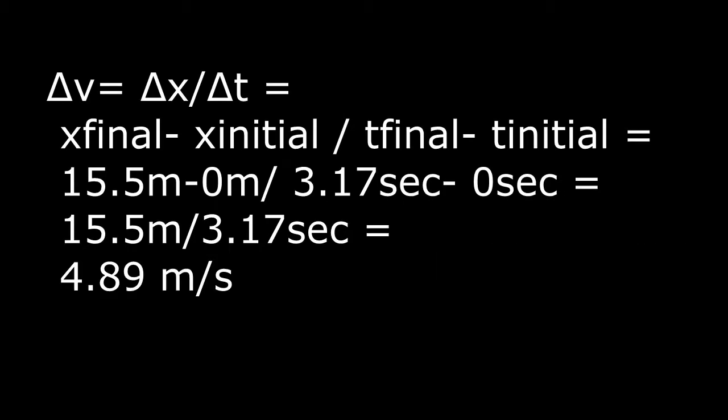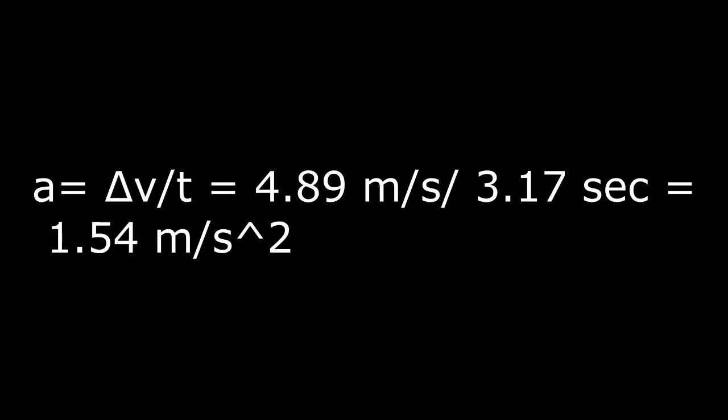Now that we have the time of his slide and the length of his slide, we can determine the change in velocity, or delta V. We plugged in our values for distance and time as so, and found the delta V to be 4.89 meters per second. Now that we have the change in velocity, we can use it and the time to determine the average acceleration. The average acceleration of Searle Campbell's slide is 1.54 meters per second squared.